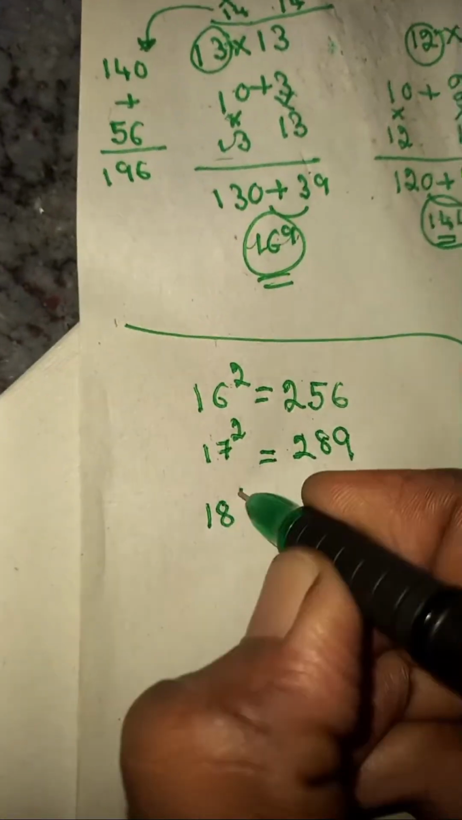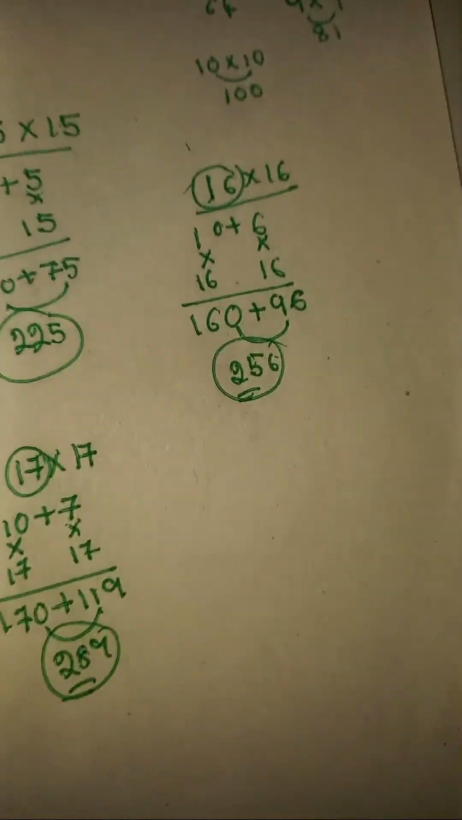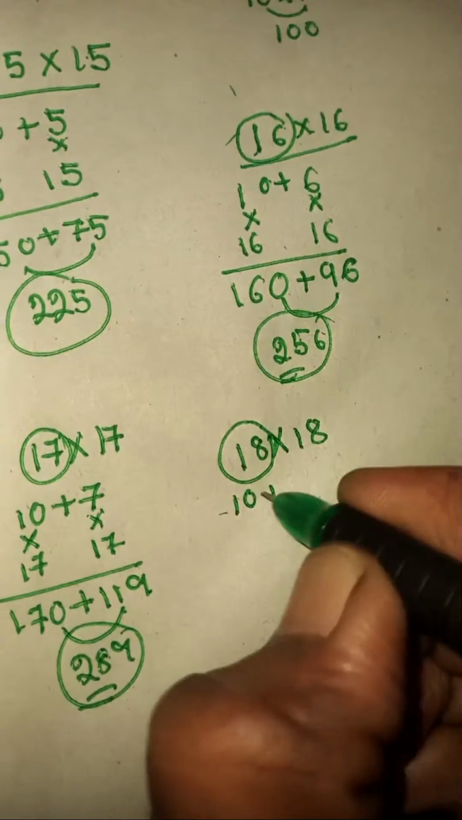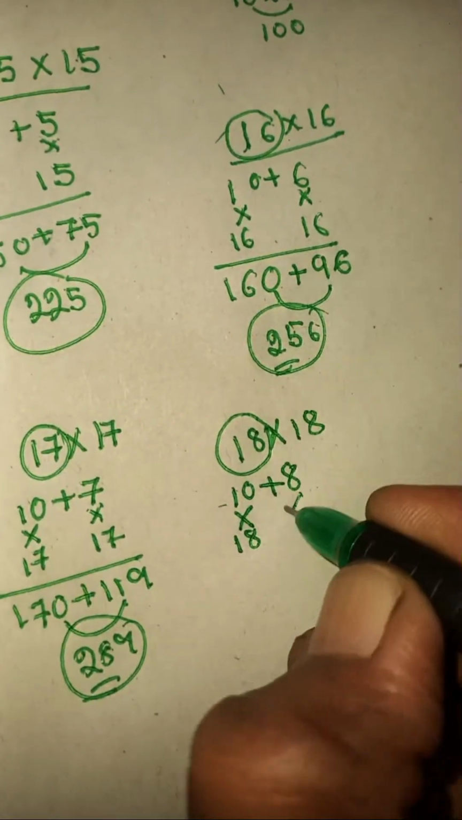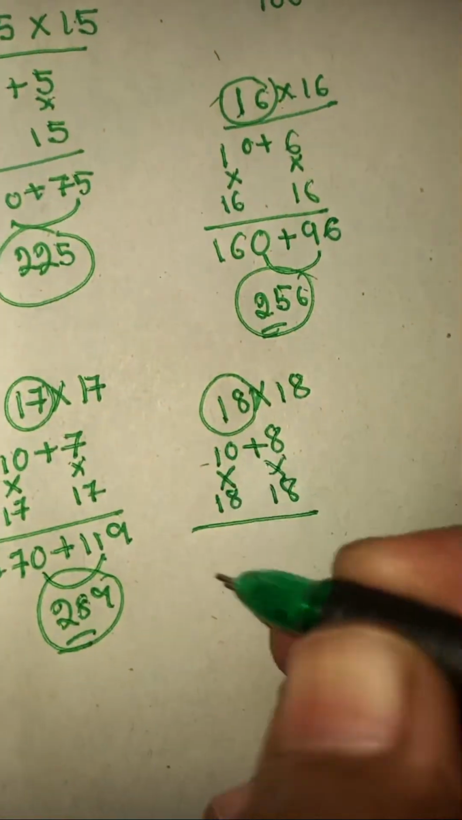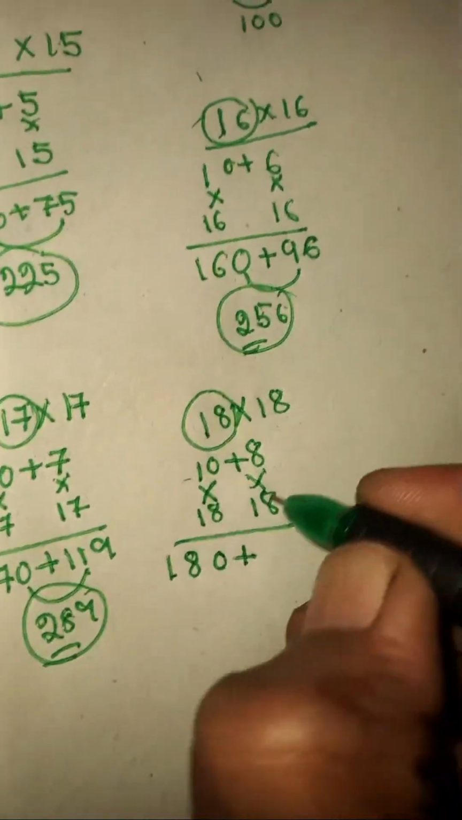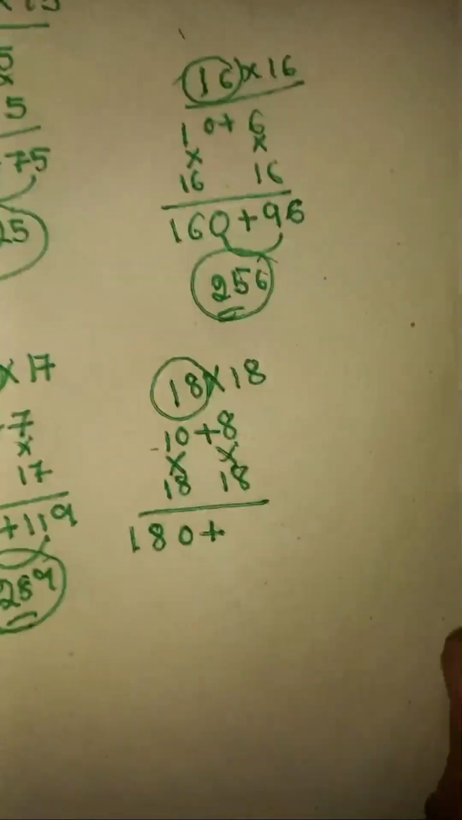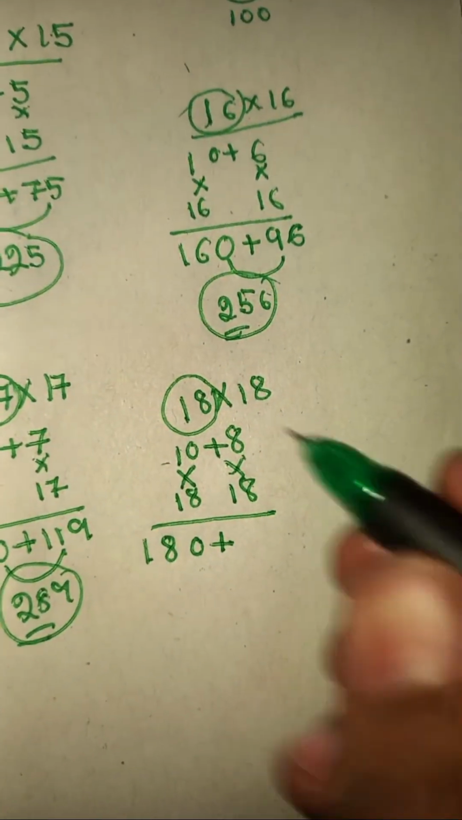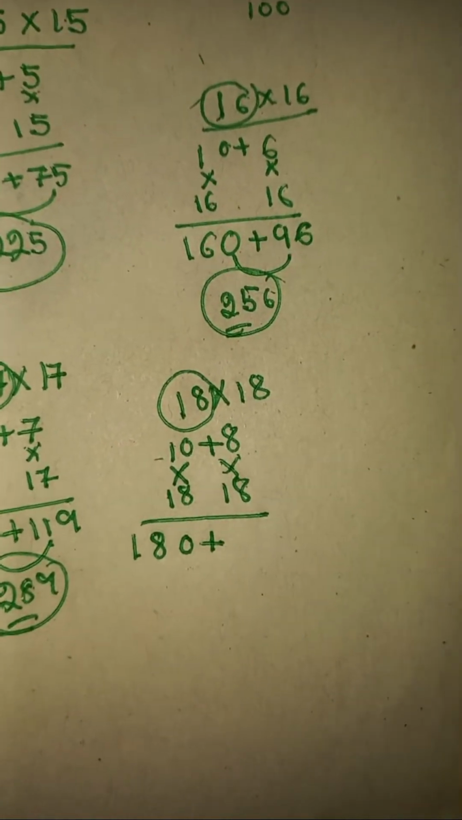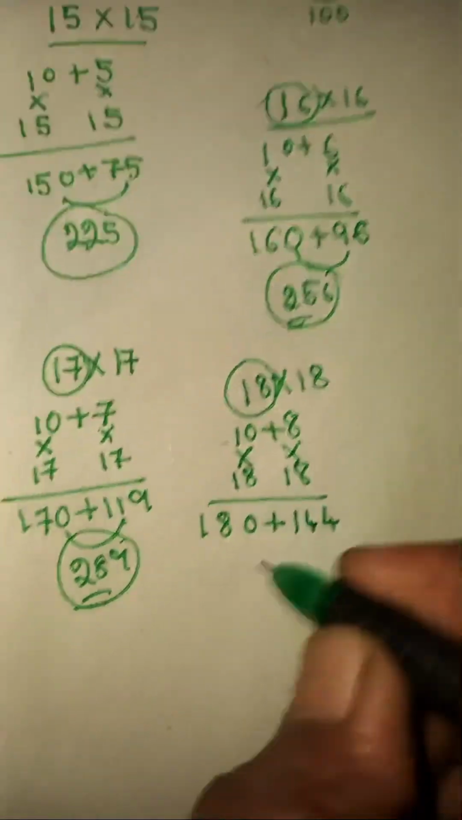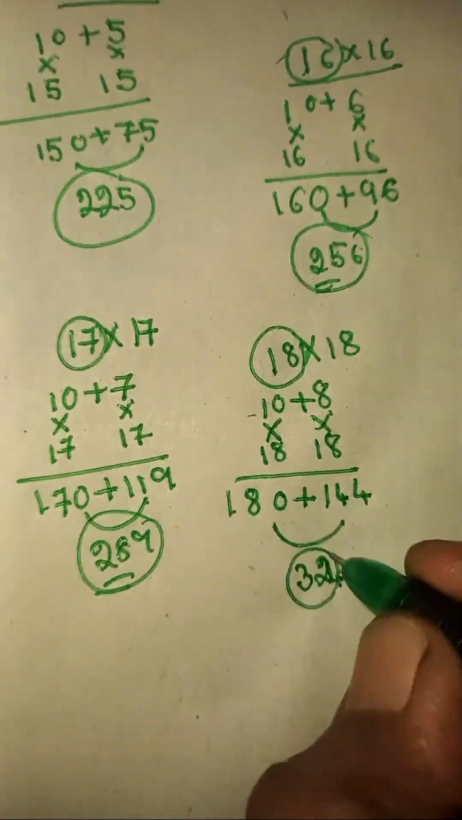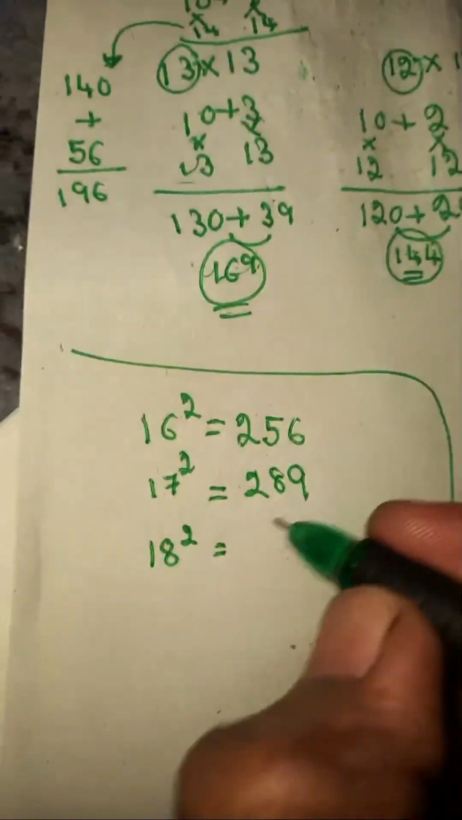And let's make 18 square. 18 square you're going to get as 18 times 18. 18 you can split as 10 plus 8 and multiply. 10 times 18 is 180 and 18 times 5 is 90. 6 is 108. 18 times 7 is 126. 18 times 8 is 144. If you add, you're going to get 324. So this complete thing is equal to 324.